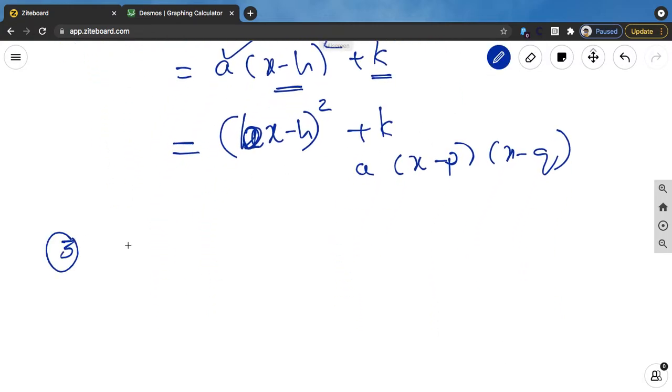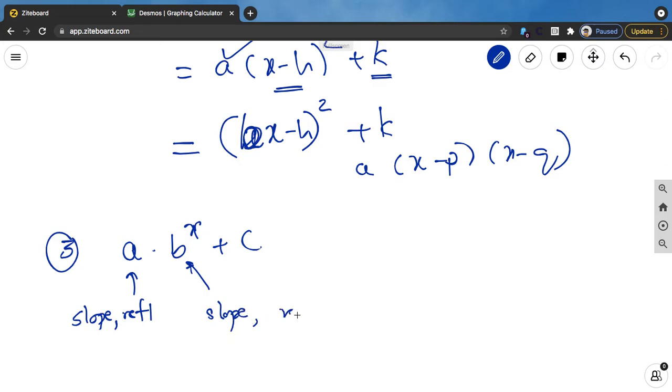In the previous video, we also saw the exponential equation. In the general form, here A represents some form of the slope or reflection about the axis. B represents the slope and it also represents reflection about the y-axis. This is about the y-axis and this is reflection about the x-axis, and C is the vertical translation.